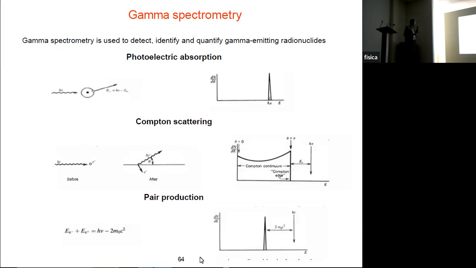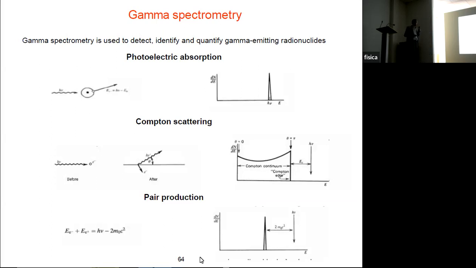This is a photon or a gamma ray which interacts with an atom and ejects an electron from the material. And all the energy of this gamma ray goes to this electron. And this electron can ionize the material. And in this case, you will get this clean peak, which corresponds exactly to the energy of the gamma ray.